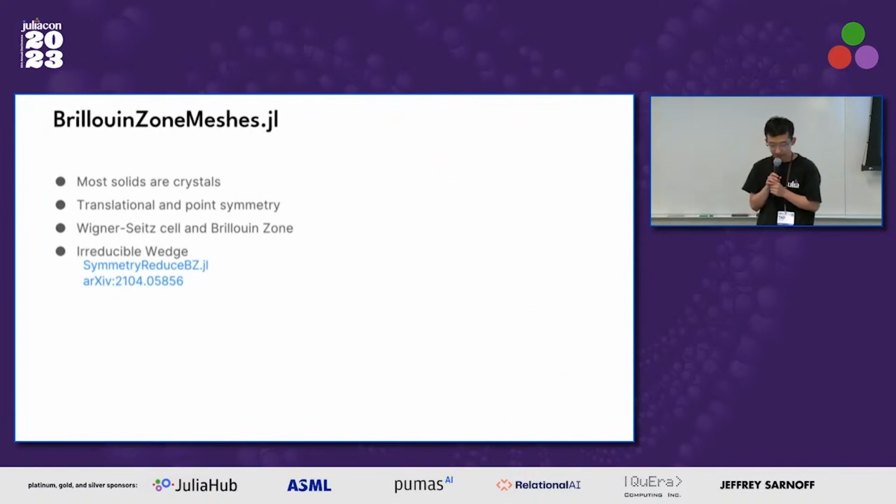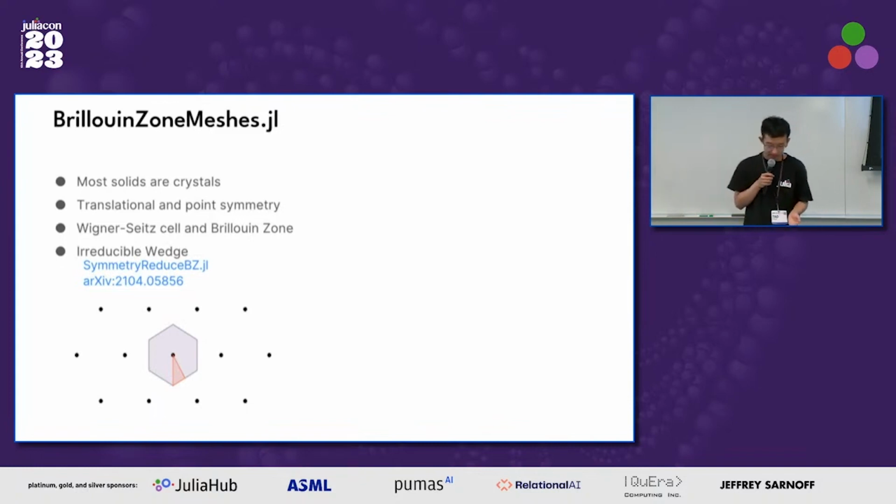The second package is the Brillouin zone meshes. This is developed for crystals. Most solids in nature are crystals with lattice structure that has discrete translational and point group symmetry. Due to the translational symmetry, one can just consider the unit cell, which is, for example, in this triangular lattice shown as the hexagon. One special type of unit cell is the Wigner-Seitz cell, which has the same point group symmetry. And in momentum space, that would just be the Brillouin zone.